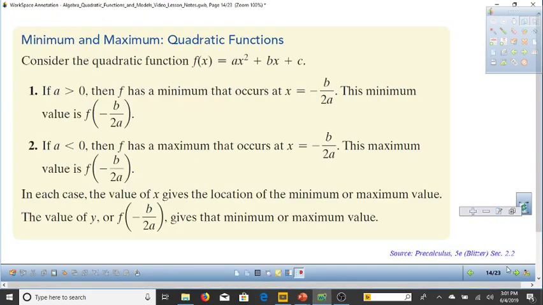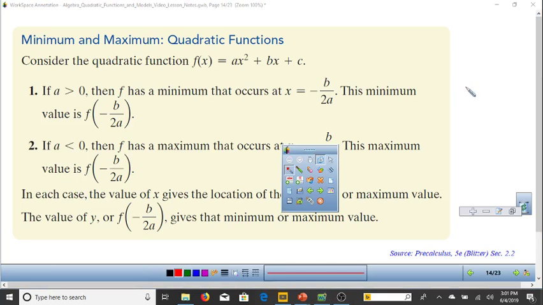Let's move on here. If you want to determine if the graph has a maximum or minimum, if a is positive, then the graph opens upward, like in this form. So then you have a minimum, and the minimum is the vertex. The minimum point is the vertex.